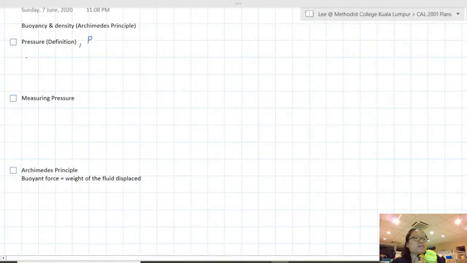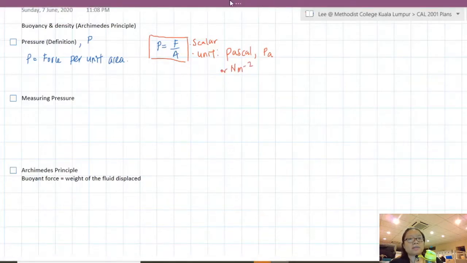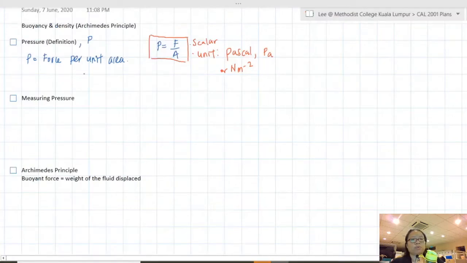Alright, so we're going to start off by defining pressure. Some of you might be feeling a bit pressured right now because the exam is coming soon. This one is just a recap from your younger days. Pressure is defined as force per unit area. This is a scalar quantity. The unit here is Pascal, Pa. Don't get so attached to this unit, or Newton meter to the power of -2. Sometimes it can be measured in other units as well. We will look at some examples here.